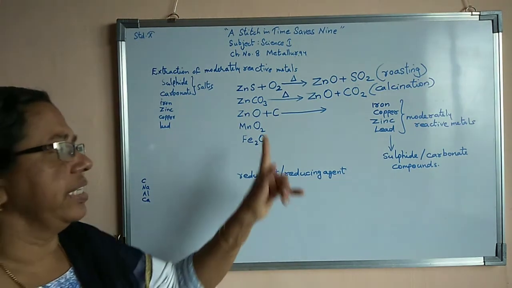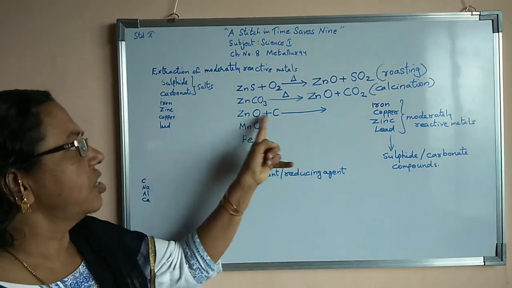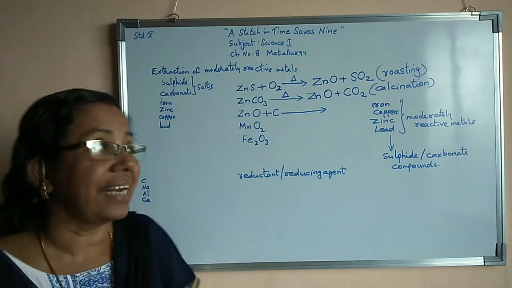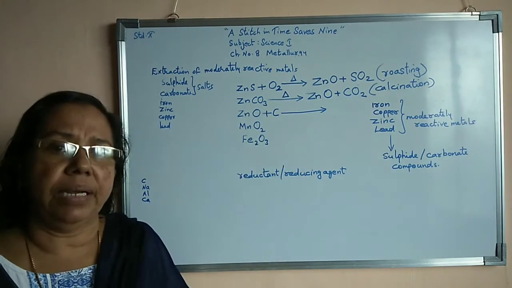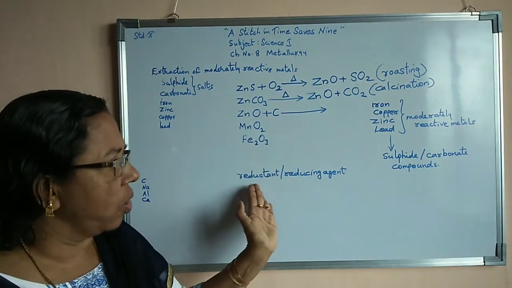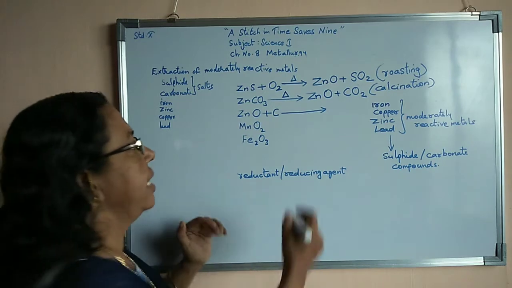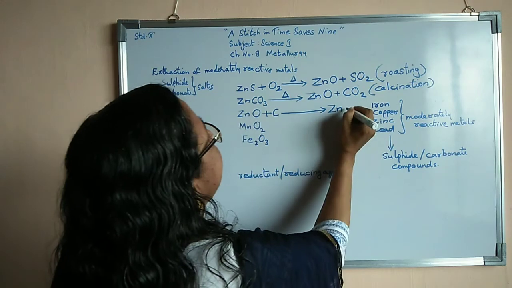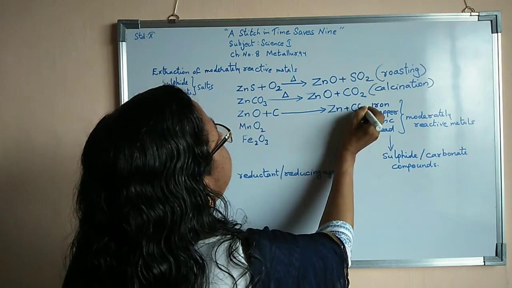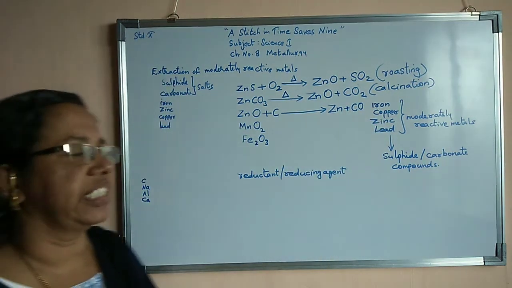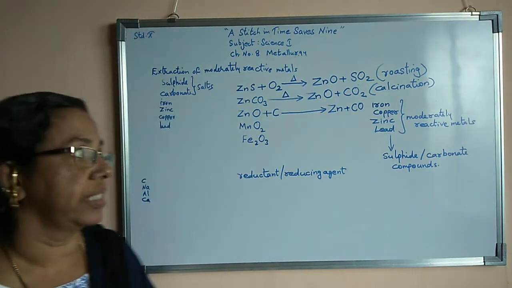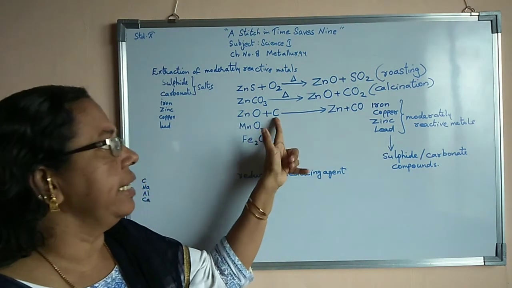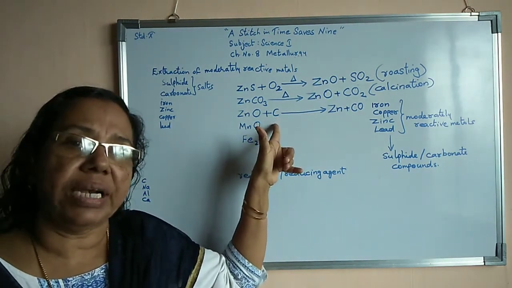Reductant or reducing agent. So we can say that zinc oxide is reacting with a reducing agent. That reducing agent is carbon. This reducing agent, or we can call it a reductant. As a result, zinc separates from zinc oxide and there will be the formation of carbon monoxide, CO. Here we have taken carbon as a reductant or reducing agent.